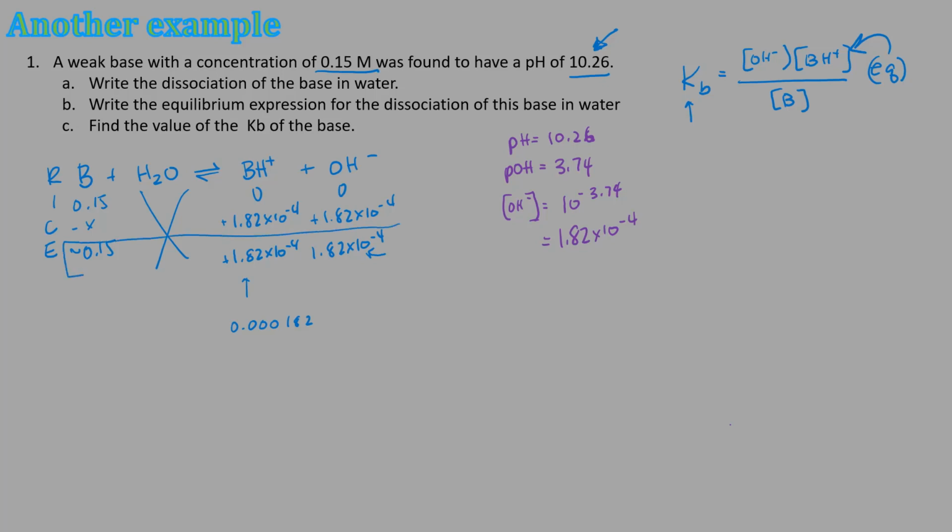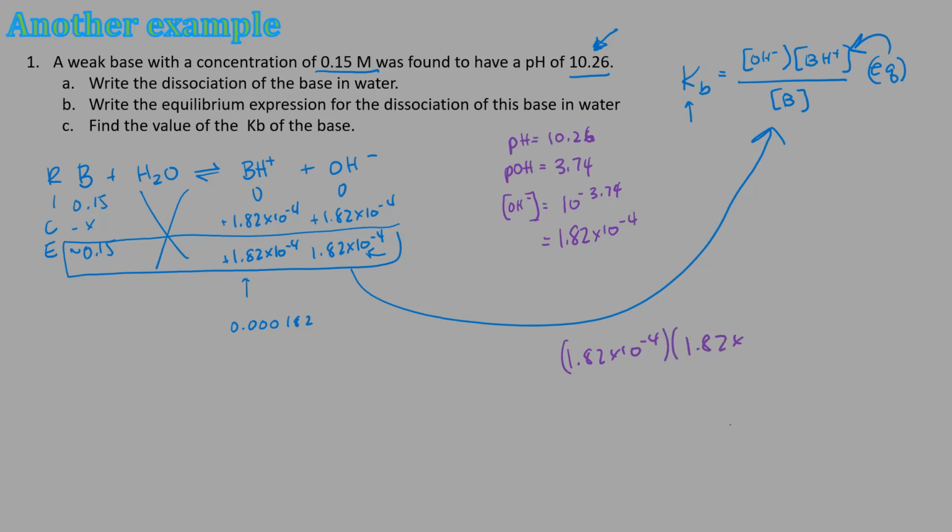So I'm going to take these then, and I'm going to plug them into my equilibrium expression. And I've got 1.82 times 10 to the negative 4th times 1.82 times 10 to the negative 4th divided by 0.15. And I end up getting 2.21 times 10 to the negative 7th.